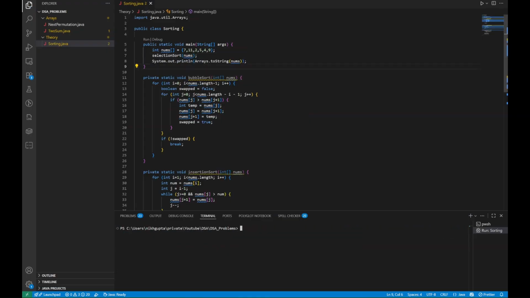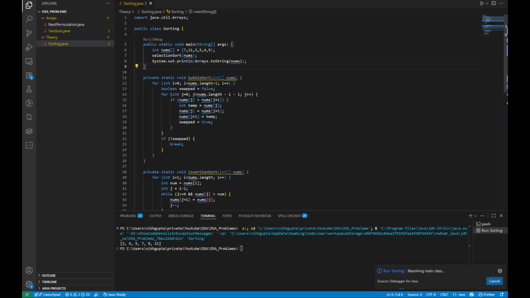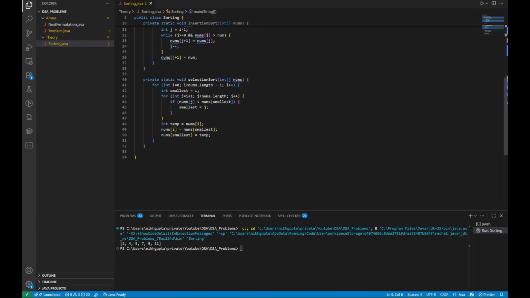Now let's run the algorithm. So we have got the sorted array, and this is what our selection sort code looks like. We have two nested for loops. The first one is to bound the subarray, and the second one is to iterate over the subarray to find the smallest element, and at last we just swap the smallest element with the first element in the subarray.